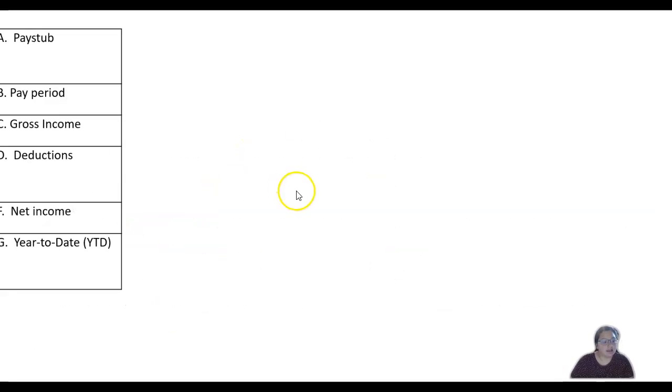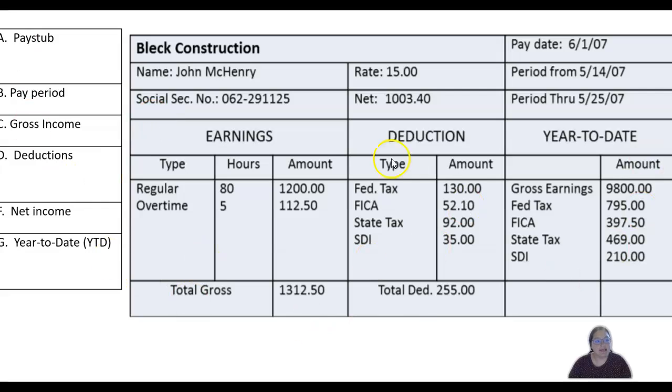All right, so when I look at a pay stub, the whole pay stub is a pay stub. The period on this one right here is right over here. So I want you to label this. This is your pay period. For this particular pay stub, you're being paid from May 14th to May 25th. So this would be a bi-weekly schedule.